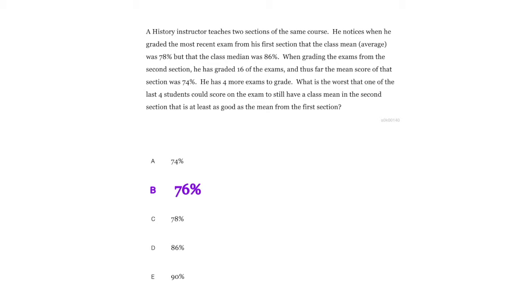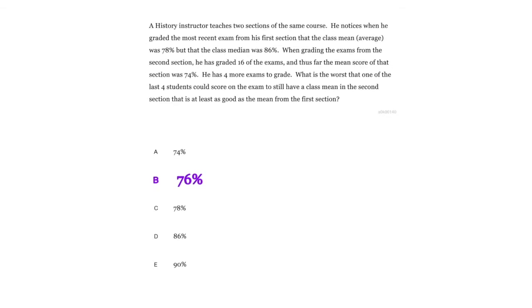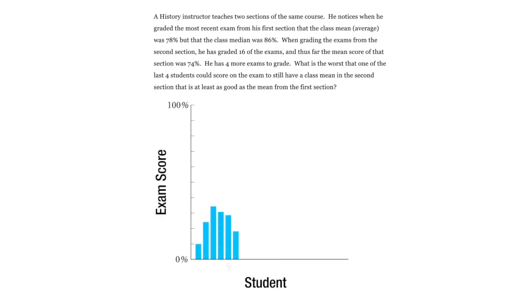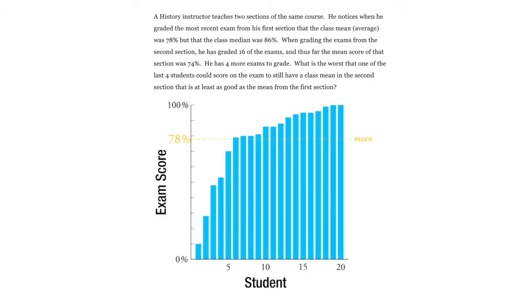This one's a little bit more difficult. So it's the same history instructor. He's teaching 2 sections of the same course, and he notices that in the first section, the mean was 78%. We don't have to worry about the median. That's actually not relevant to this question. So the average in the first class was a 78.